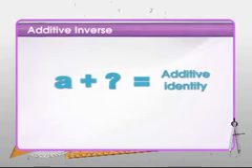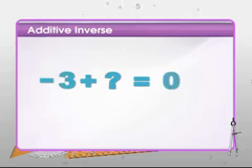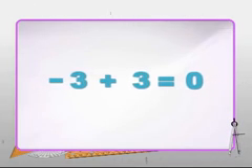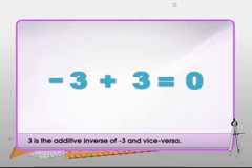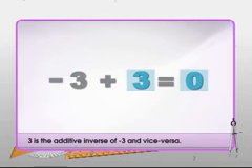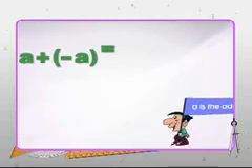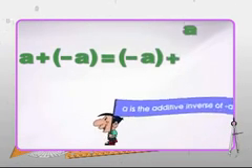Now, what should be added to an integer, say minus 3, to get the identity element, that is 0? Well, it's negative, of course. That is negative of minus 3 or 3. So 3 is the additive inverse of minus 3. In general, additive inverse of a number yields identity element or 0 on adding. For an integer a, minus a is the additive inverse and vice versa.